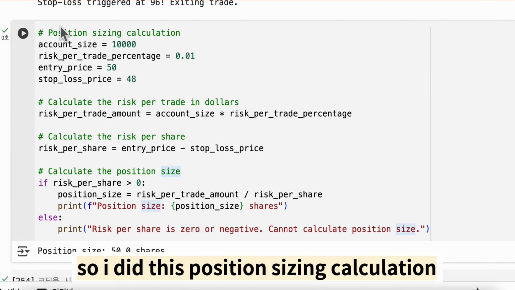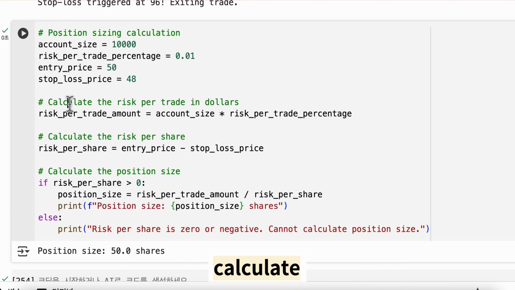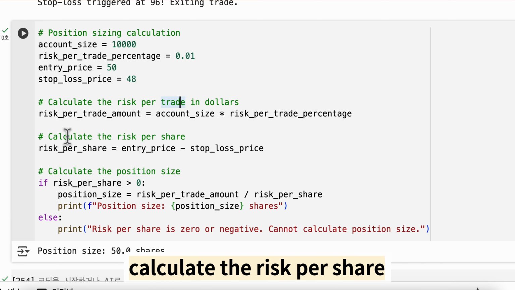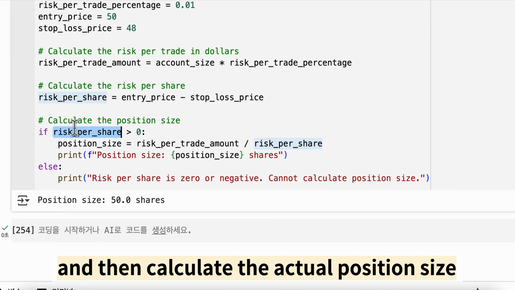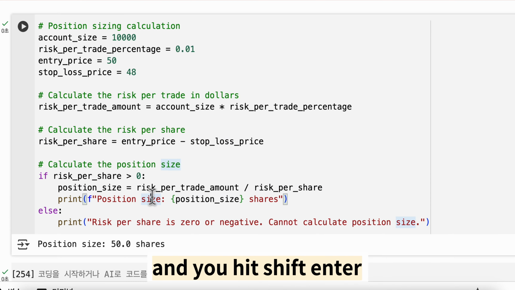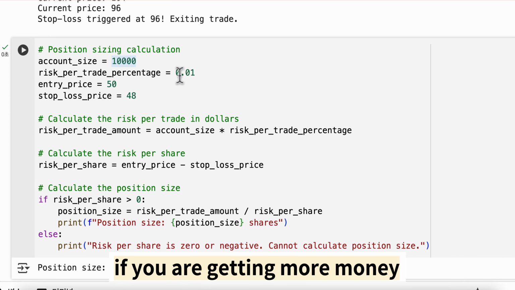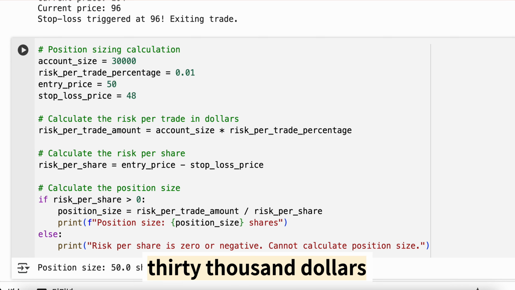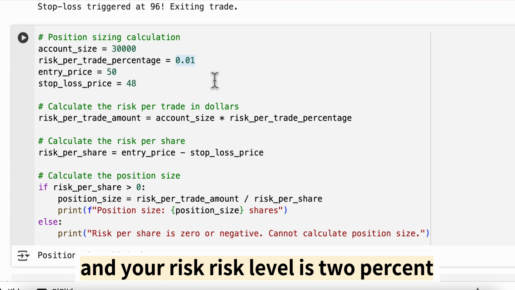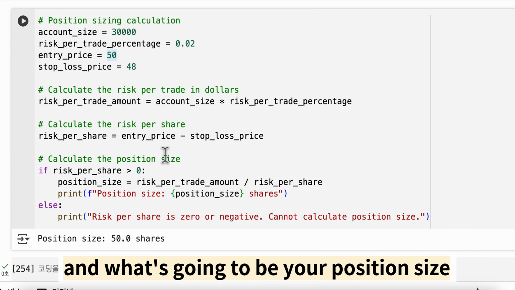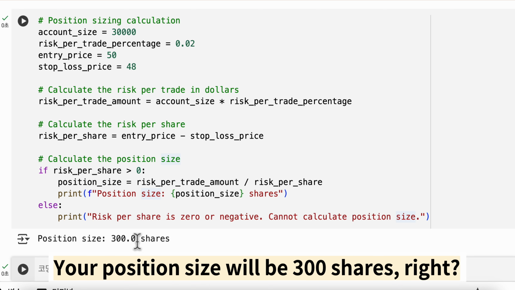So I did this position sizing calculation: calculate the risk per trade in dollars, calculate the risk per share, and then calculate the actual position size. And you hit shift enter, you get the 50 shares. Let's change it around. If you have more money, $30,000, and your risk level is 2%, what's going to be your position size? Your position size will be 300 shares, right?